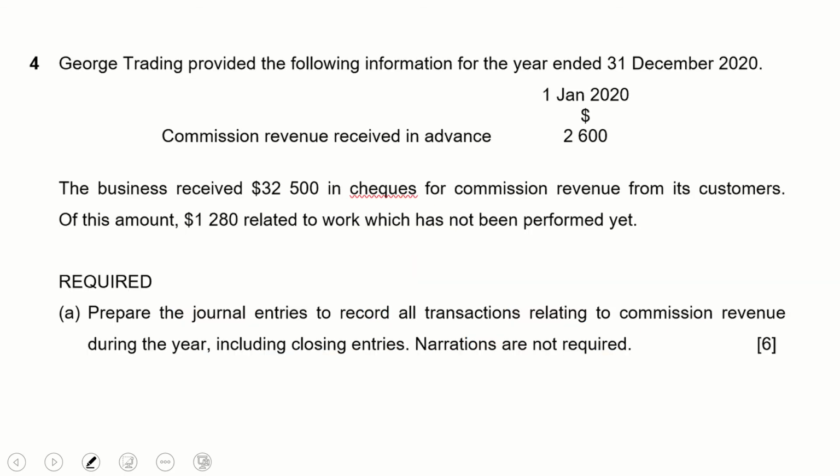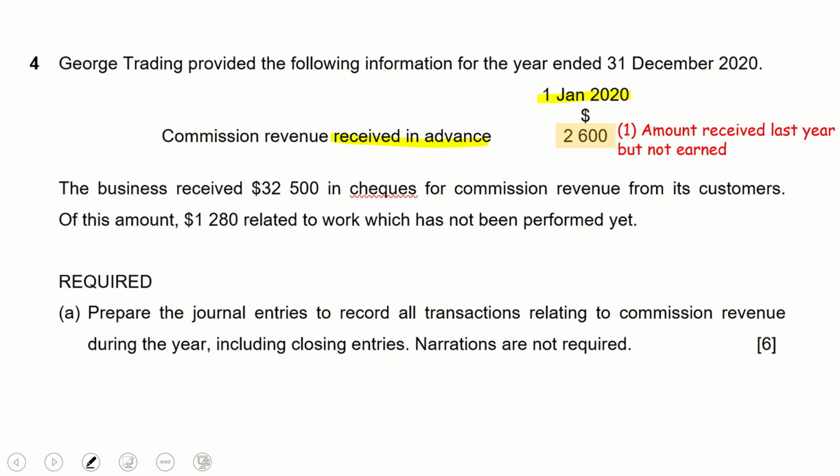For service fee revenue, question number 4, this is the question. They have informed you, firstly, that on the 1st of January 2020, there was a commission received in advance. Now, you need to know what is a revenue received in advance. A revenue received in advance is an amount that is received last year, but it was not earned last year. All right, so since it's not earned last year, there's actually a liability owing to the customer. So that's why there is a commission revenue received in advance.